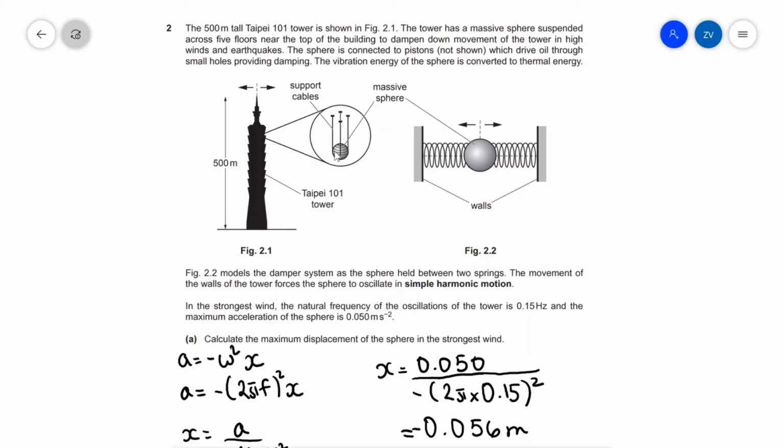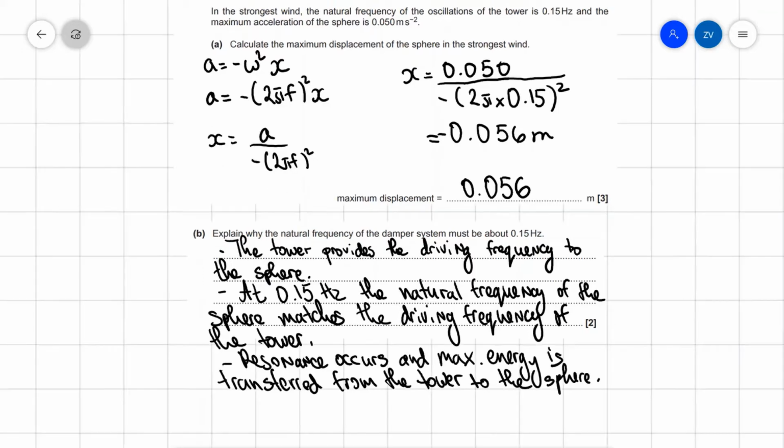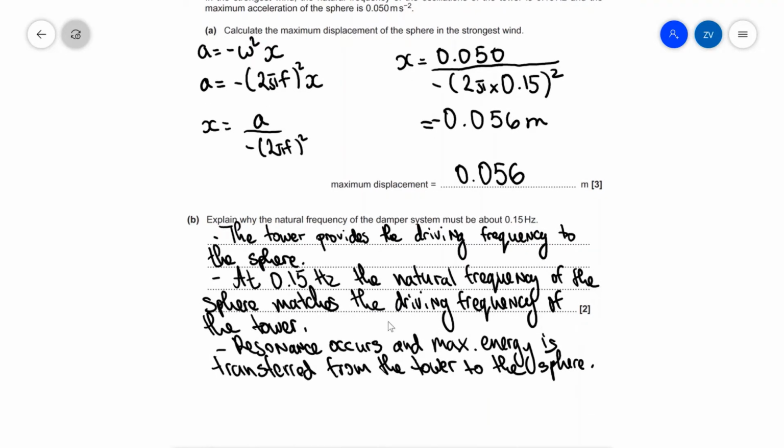Okay, so let's write this up. What I've written up is that the tower provides the driving frequency to the sphere, and at 0.15 Hertz, the natural frequency of the sphere matches the driving frequency of the tower. Resonance occurs at that point, so maximum energy is transferred from the tower to the sphere.